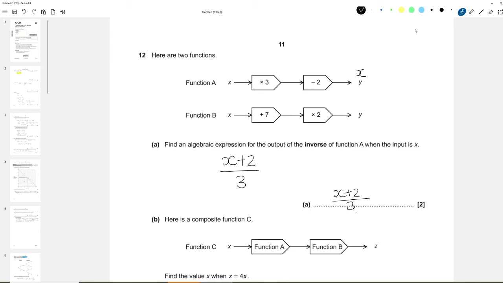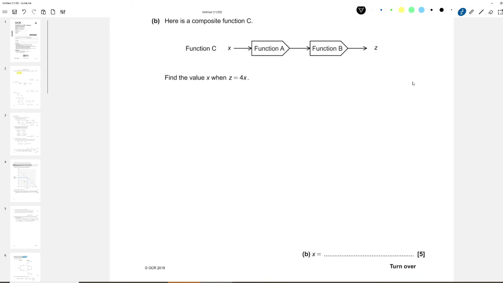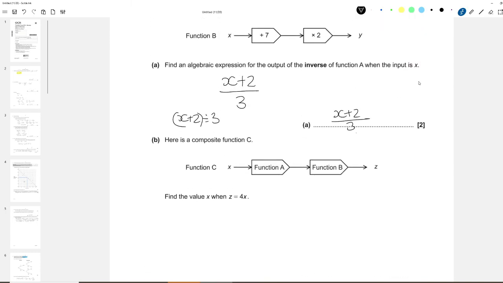A common mistake people do would be to write x plus 2 divided by 3. If you were to do that, you need to make sure there are brackets there. Otherwise, you would get it wrong. Because BIDMAS would apply, and you would do 2 divided by 3 first, then you would add x, which is not correct. With B, here is a composite function C.